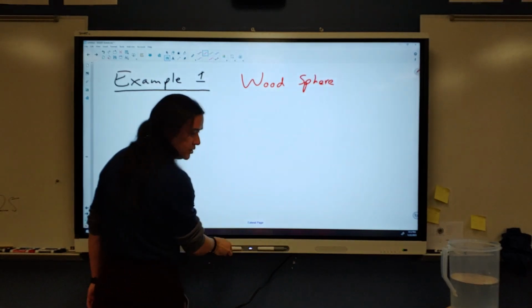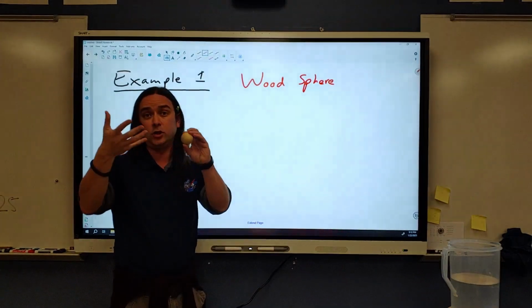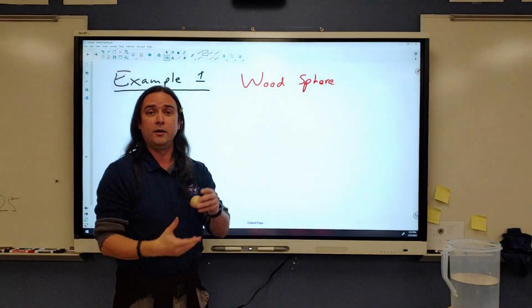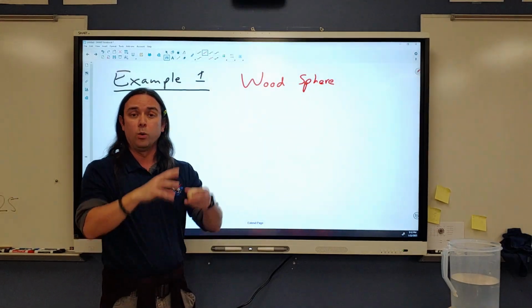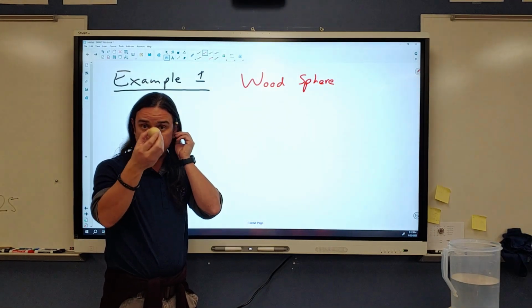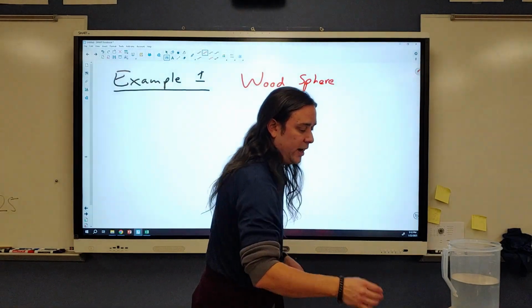I have a wooden sphere. In fact, this is one that I got a little while back for some labs. I've got actually more of them back in the storeroom of various sizes. This was part of a lab set of equipment where we were finding the density of these objects to actually make predictions on them. So let's go through and actually apply that.